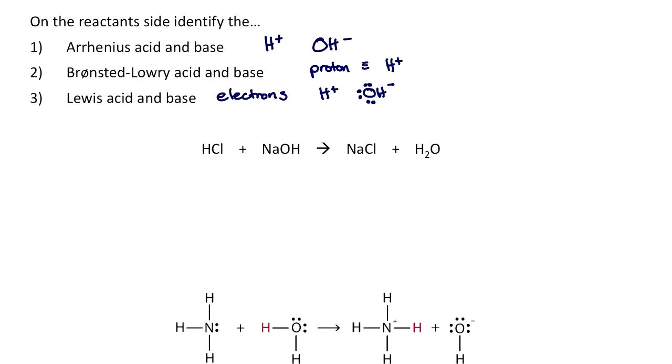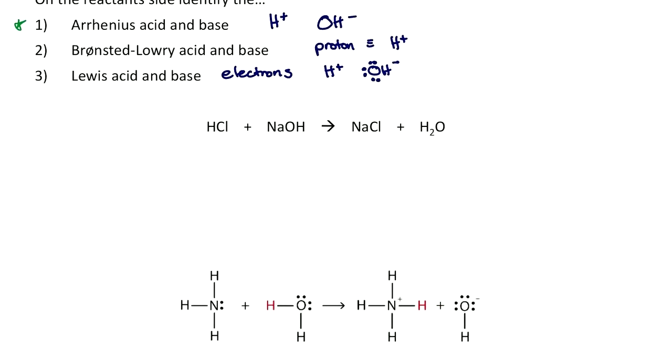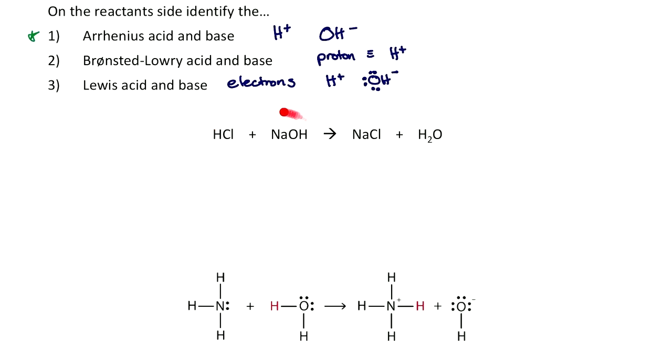So let me do different colors. I'll do green for Arrhenius acids and bases. So here are the two reactions, and we're just focusing on the reactant side. What substance is donating the H plus? HCl, it's the only thing with an H plus. So I'm going to call that an Arrhenius acid, AA, because it's donating the H plus. And then that would make sodium hydroxide the Arrhenius base, because it has the OH group on it.